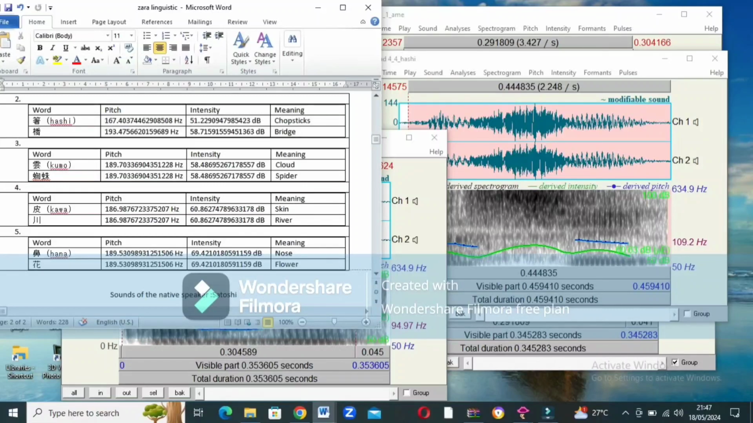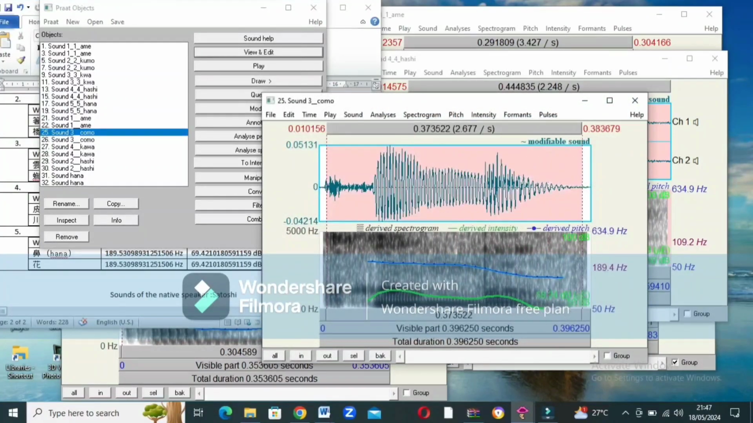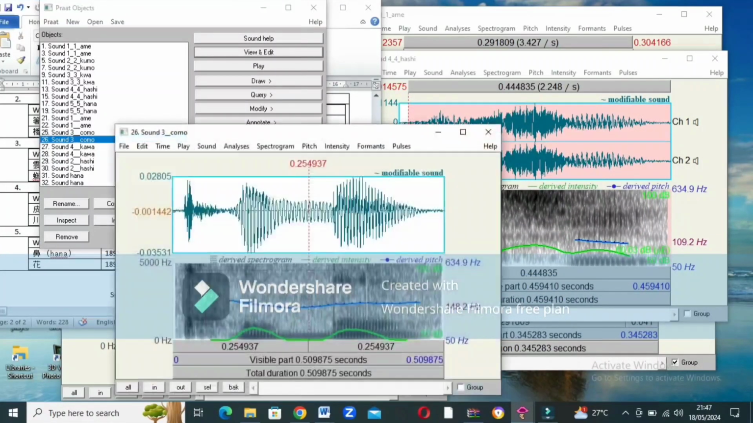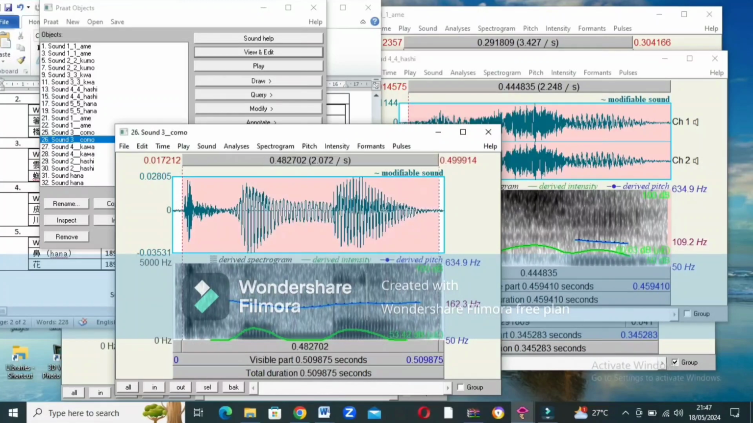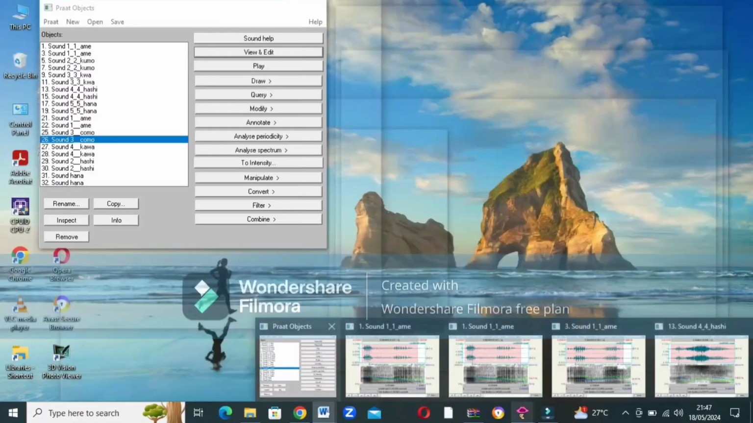Okay, the third word is kumo. We move to Angel's voice. Kumo. Okay, we have heard her voice. We listen to her second voice of kumo. Okay, this is her second pronunciation of kumo, where the first means cloud and the second means spider. We move to the native Japanese voice.